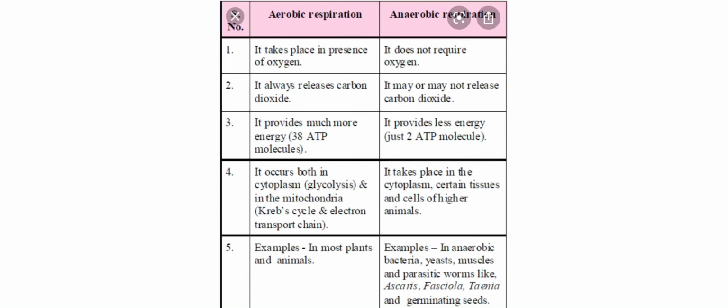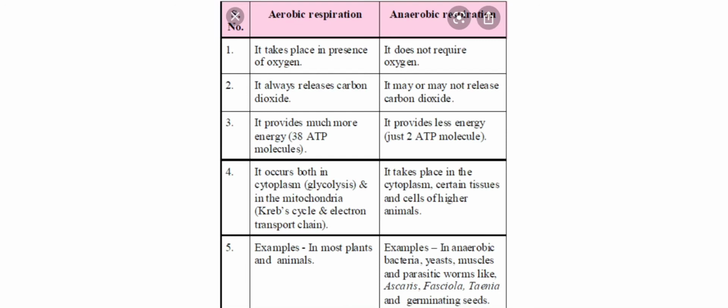We studied aerobic and anaerobic respiration. Many times it is asked in the examination to write the difference between them. So you can write the difference this way. First point, aerobic respiration takes place in presence of oxygen and anaerobic respiration does not require oxygen. Second, aerobic always releases carbon dioxide and anaerobic may or may not release carbon dioxide. Different substances are released like lactic acid and ethanol. Third, aerobic provides much more energy and here less energy is provided.